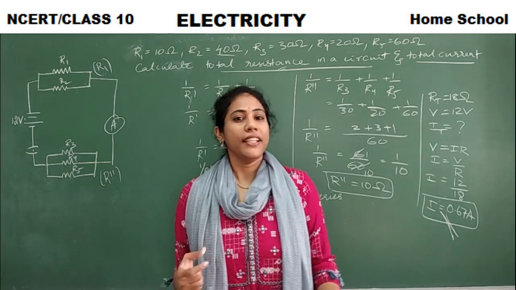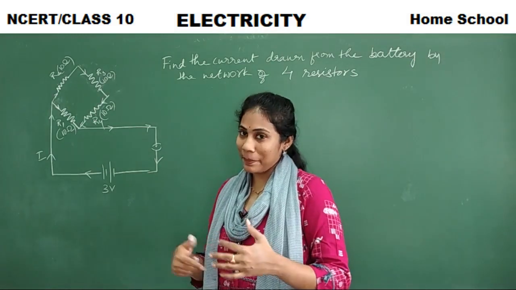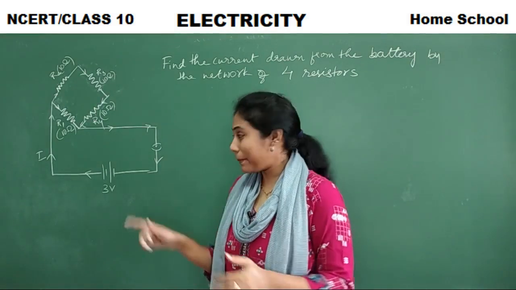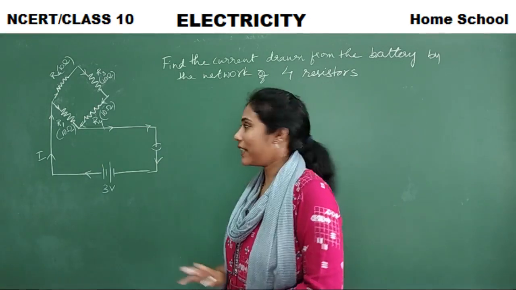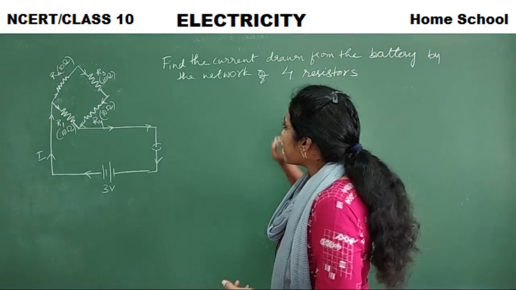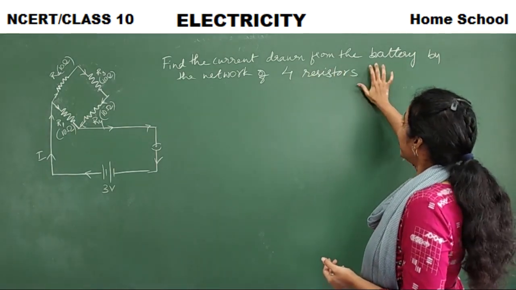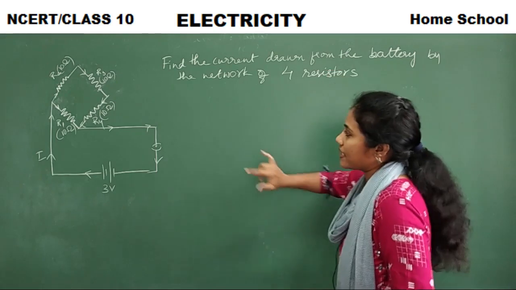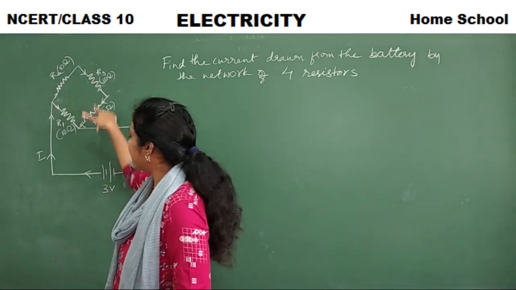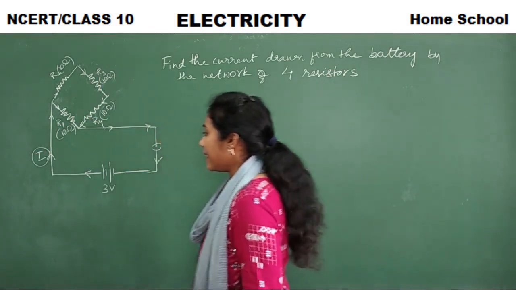So let us go for the next problem. Observe the circuit diagram carefully. It makes you more confusing, but very simple. Only thing is you have to observe carefully. Okay. What they are asking you to find out is, they are asking the total current that is drawn from a battery from the network of 4 resistors. 4 resistors are connected this way. They are asking you total current that is there in a circuit.